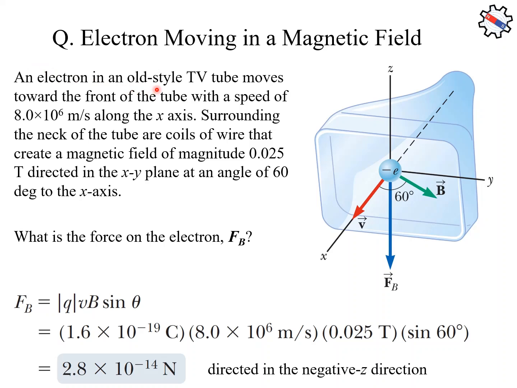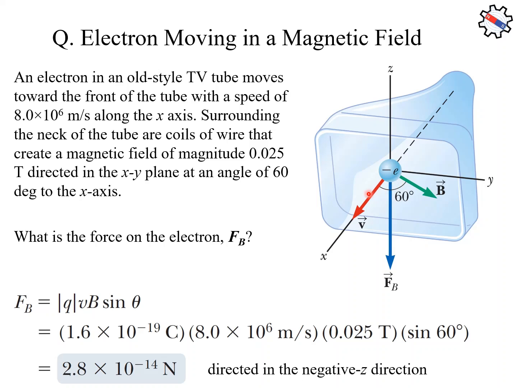We have here an old style TV tube where electrons are fired from the back to the front, and there's a phosphorus screen. They're going at this speed. We have a magnetic field generated by coils at 60 degrees to the x-axis in the xy plane. We're given that value and we're given the angle. So we're asked to find what is the force on this electron. So it'll be deflected by that force.